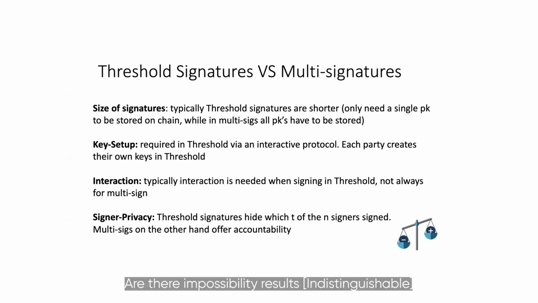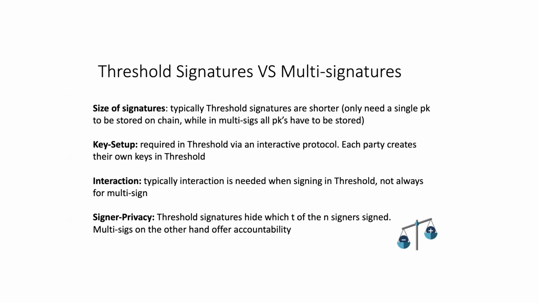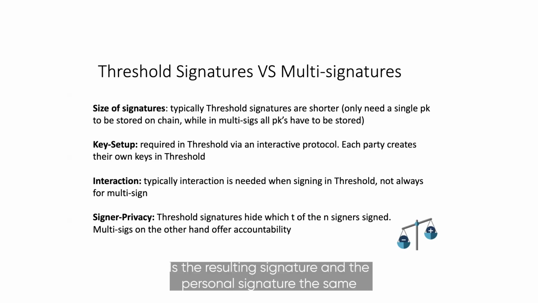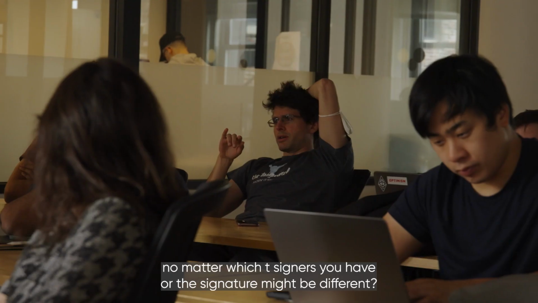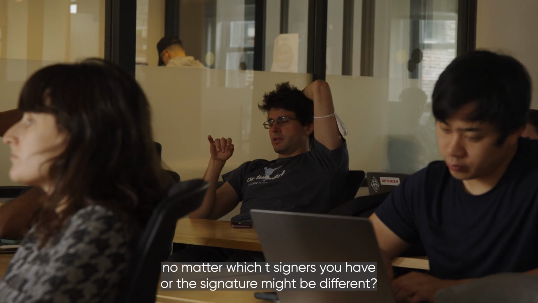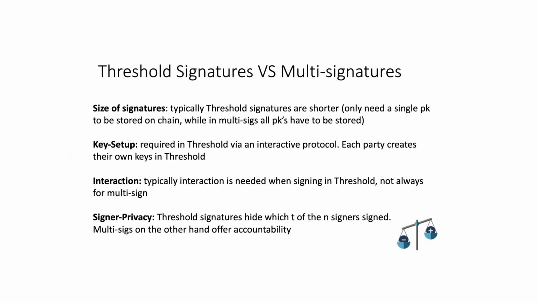Yes. Are there impossibility results on non-interactive? I'll get to some impossibility results for threshold. Is the resulting signature in the threshold signature the same no matter which signers you have, or might it be different depending on that? The signature might be different, but still it doesn't allow you to distinguish. The signature itself can be different, but you cannot distinguish that.